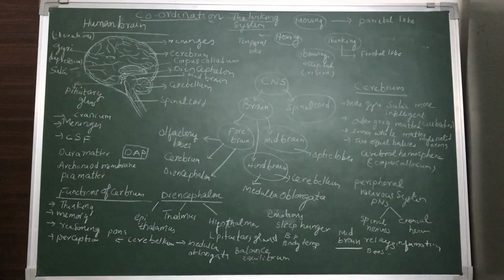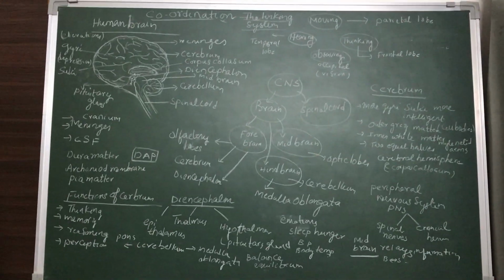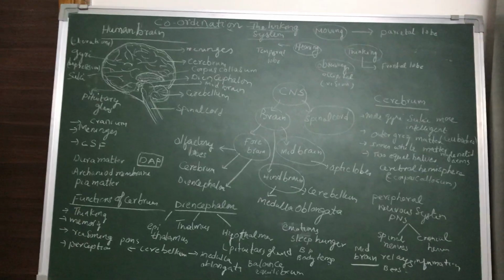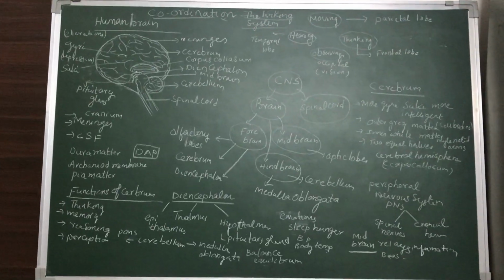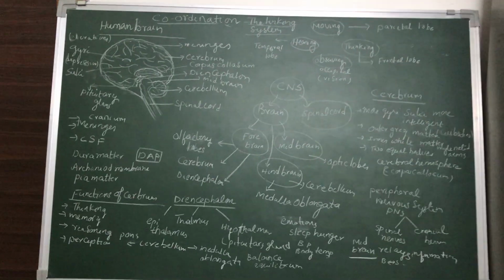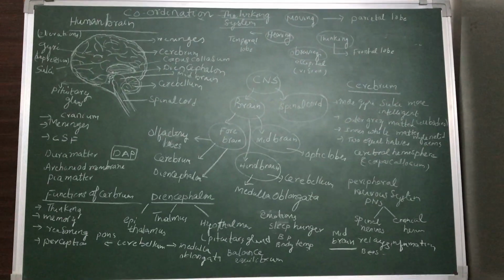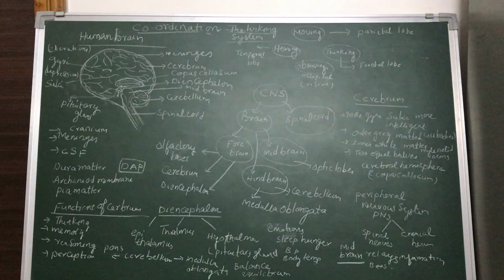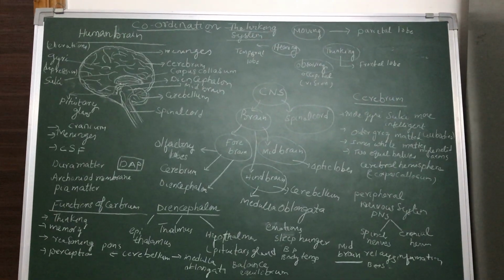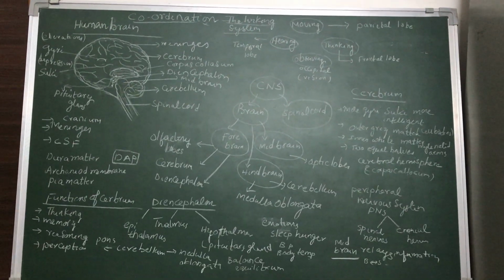Section, the coordination, the linking system. Today in previous class we discussed the structure of neurons and different types of nerves like sensory, motor and mixed nerve. Today we are going to discuss the nervous system. Our nervous system is mainly divided into two parts, central nervous system and peripheral nervous system.